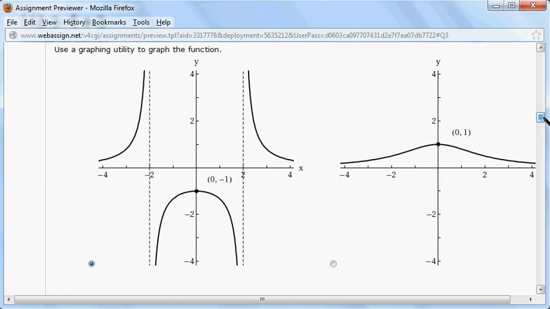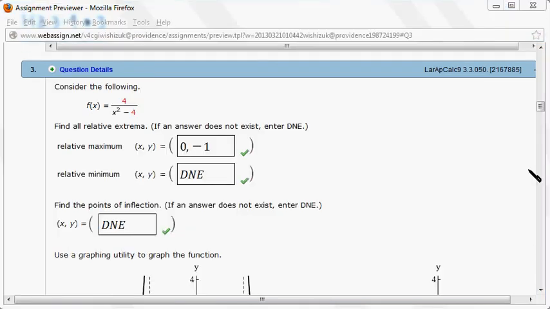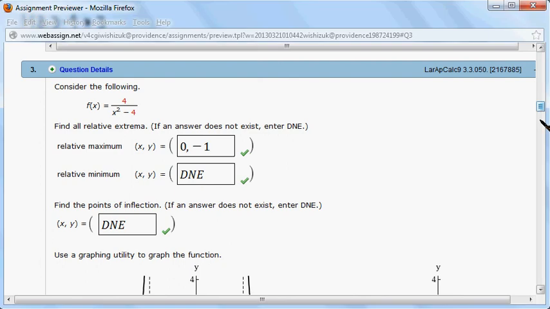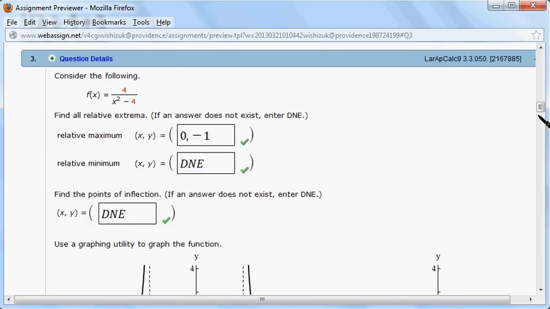Let's check the answer by submitting for testing. Okay, it came back. Looks like we got all of these correctly. All right, that's it. I hope that this was clear.